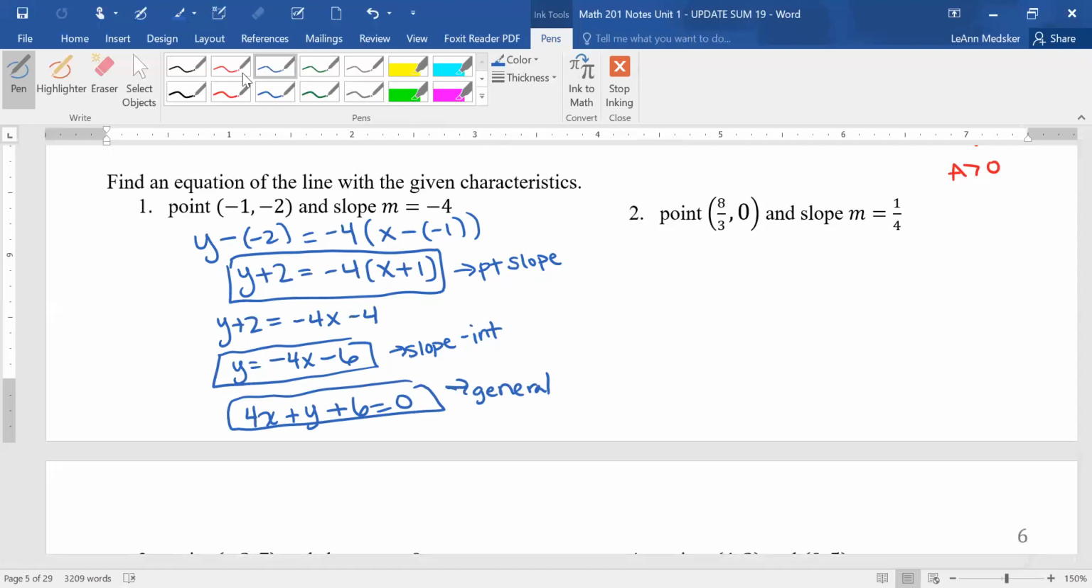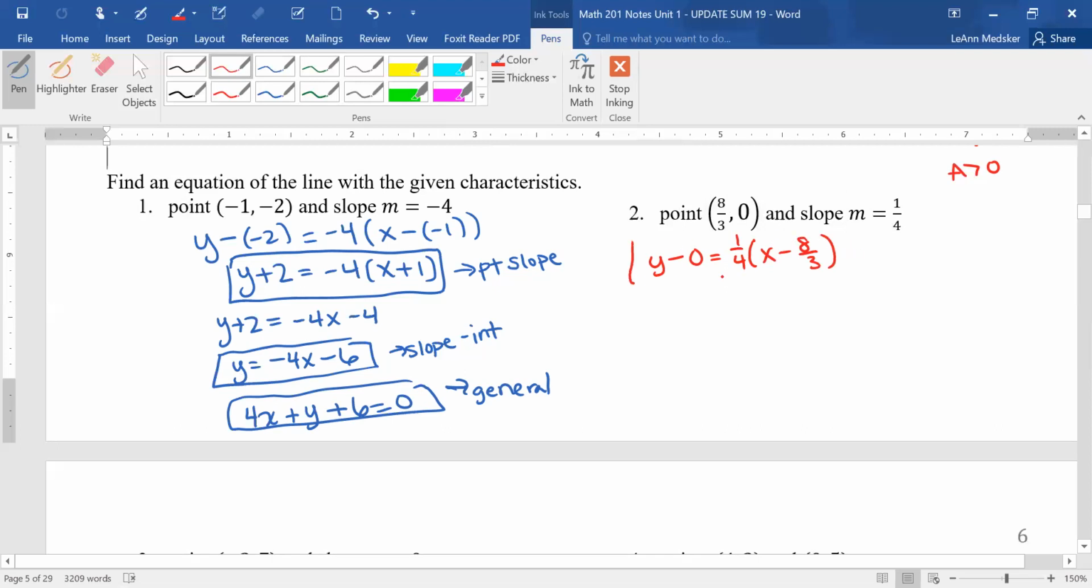Okay, so let's look at this other one. This one has a fraction and a fraction, so just a little bit harder. So this would be y minus 0 equals, m, which is 1/4, parentheses, x minus 8/3. And since there was no minus and negative here, this is already in point slope. So that's good to go there.